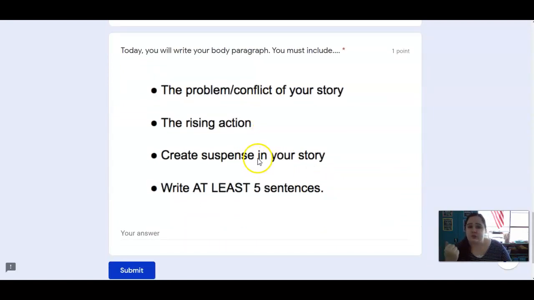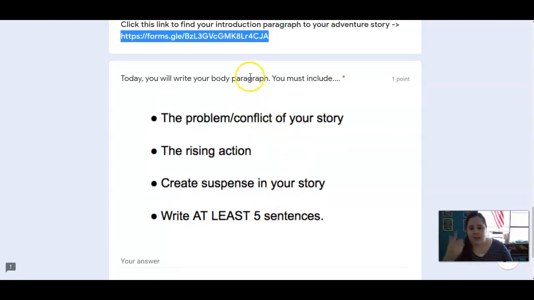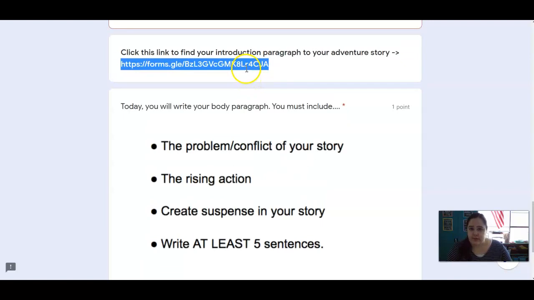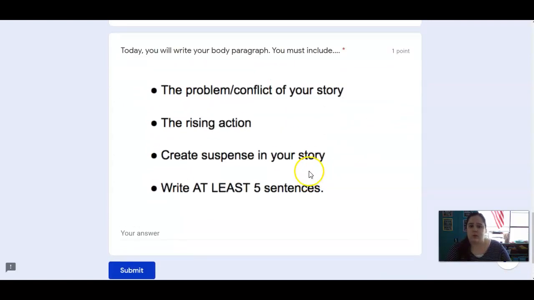Create suspense in your story. You really want to make readers be wanting to continue to read. So build some suspense in there. Make it interesting. Use those details to do that. So go back to your introduction, reread it, and then you're going to start to write your 5-sentence body paragraph. It can be more than 5. It cannot be less than 5. And that is all for today.